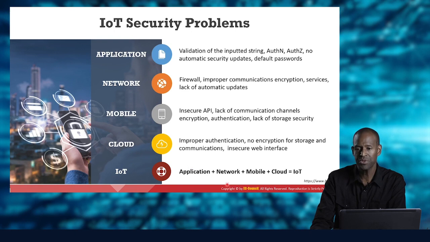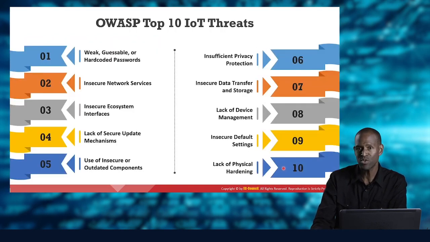Remember, IoT is built on application, network, mobile, cloud, device. That's all IoT. And so all of those, application, network, mobile, and cloud, have to be secure. So some of the threats, we've talked about some of these already: weak, guessable, hard-coded passwords, insecure network services. I was mentioning HTTP and insecure ecosystem interfaces. So the actual device ecosystem, what those devices use to communicate with each other and share information, it's messed up. Insecure interfaces, lack of secure update, lack of secure components.